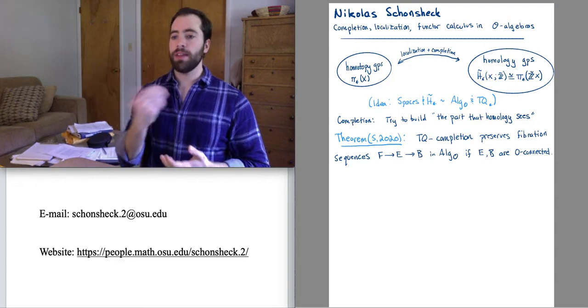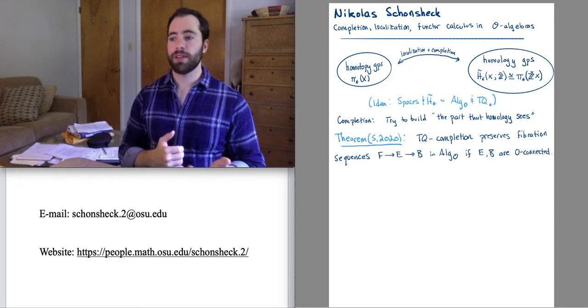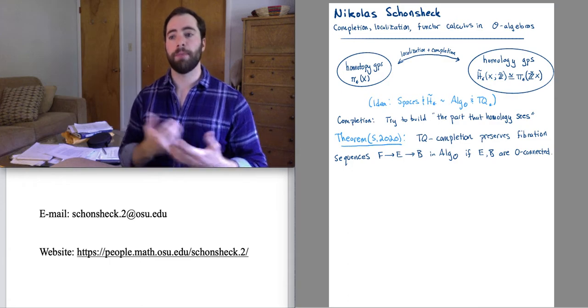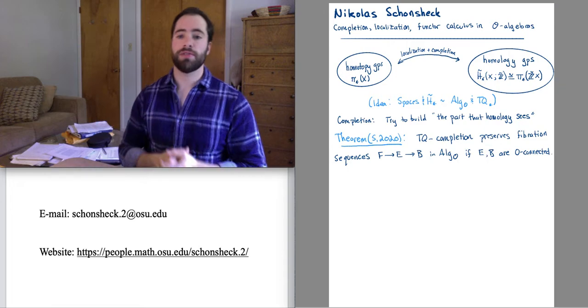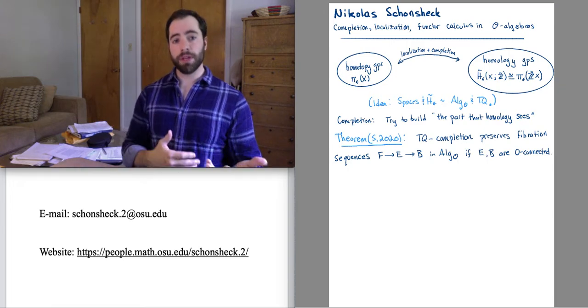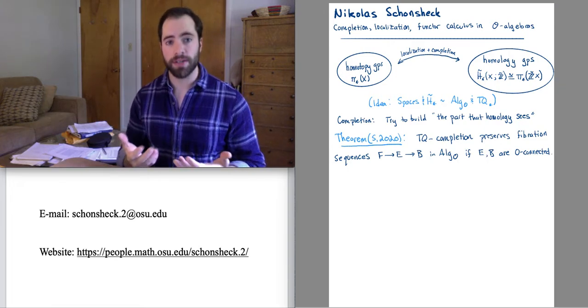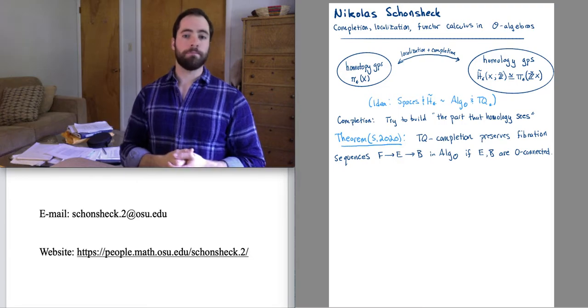This says that TQ completion preserves fibration sequences in which the total and base O-algebra are zero-connected. That is to say, if we take such a fibration sequence and hit it with TQ completion, it's still a fibration sequence up to homotopy.